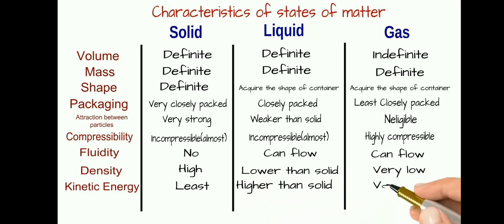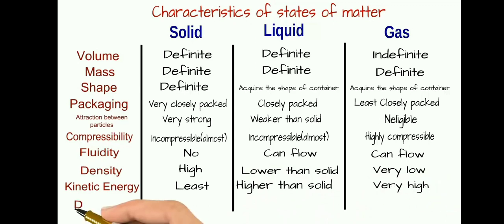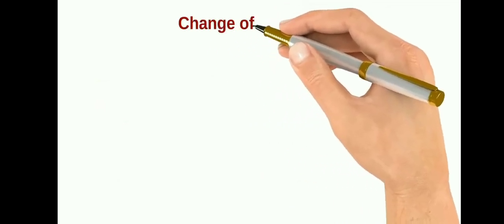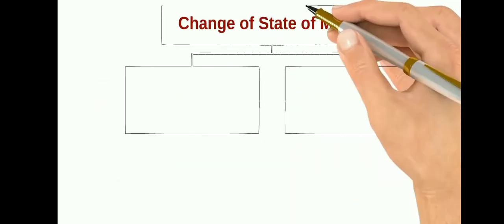The kinetic energy of particles in solid is least, while liquid particles have higher kinetic energy than solid. Gaseous particles have very high kinetic energy. The diffusion in solid is very slow, while liquid have faster diffusion than solid, and the gases have very fast diffusion.